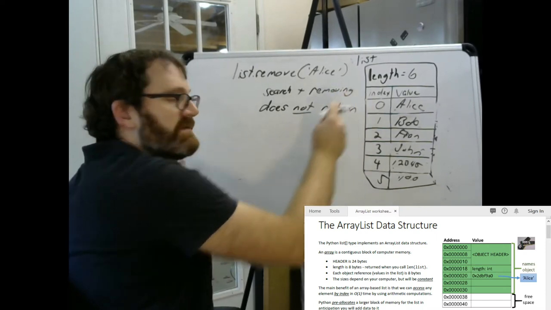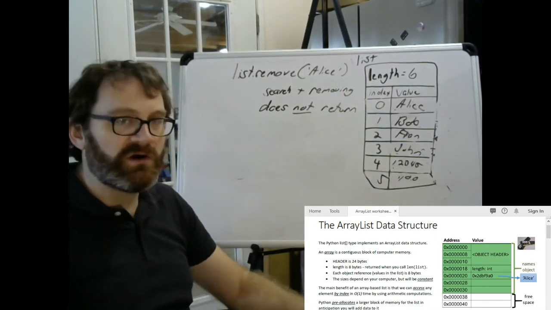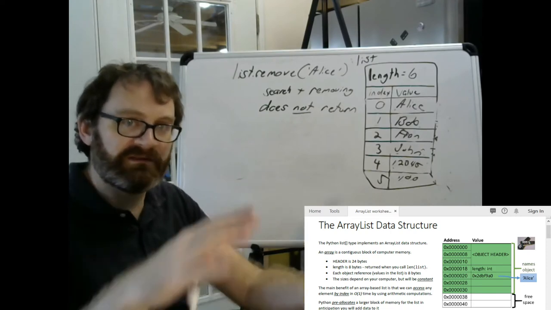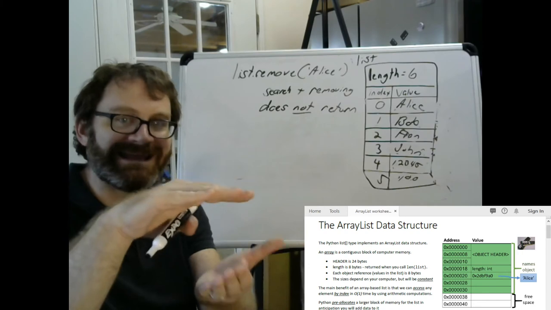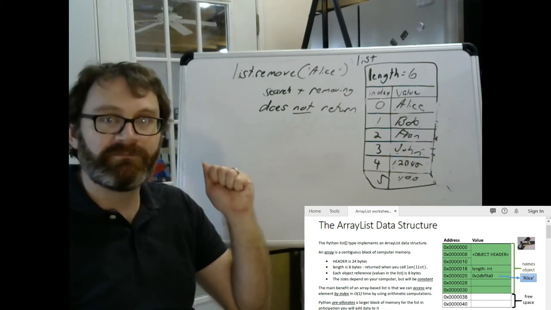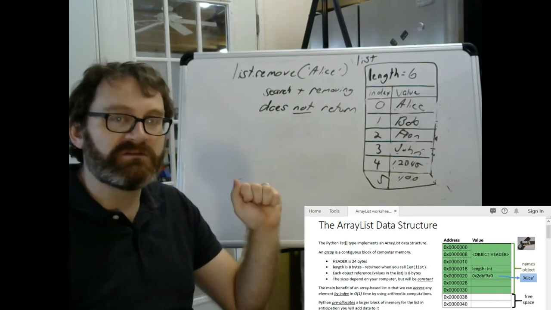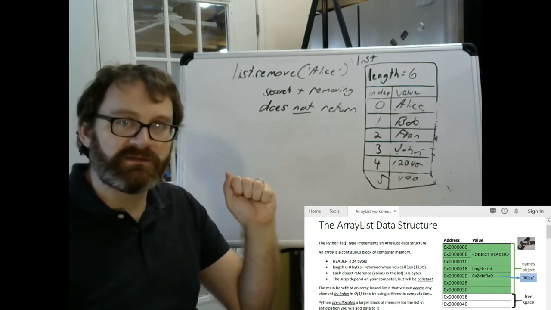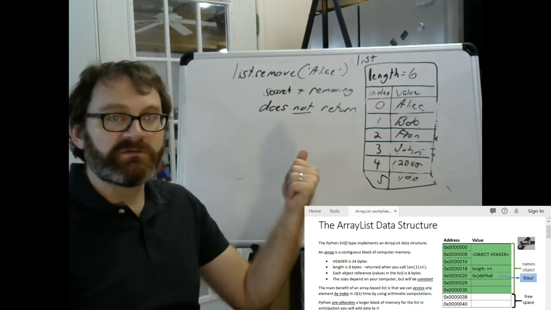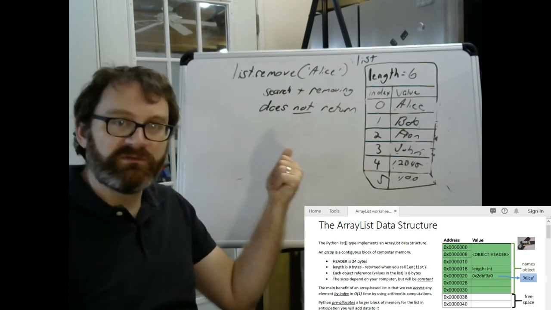This method does not return anything. It doesn't give you anything back. It is a so-called in-place method. All of these are in-place methods. In-place just means it actually modifies the thing in memory. So when Alice comes out, the list will be changed, but it doesn't return anything. It just makes the change. So we need to remove Alice.